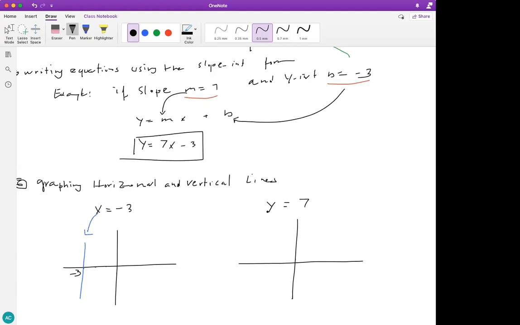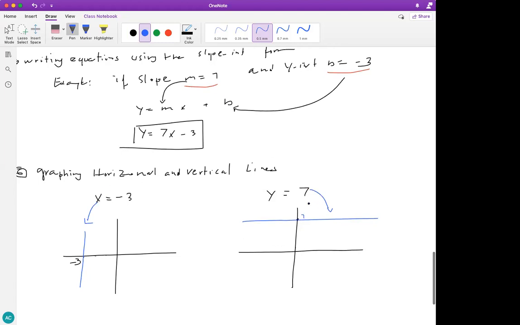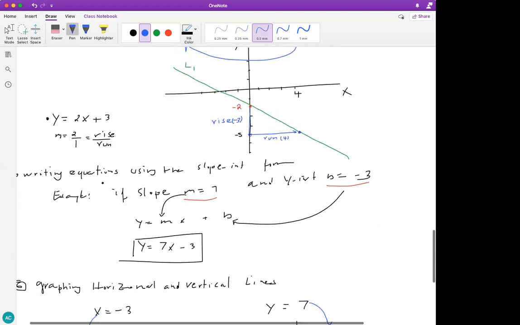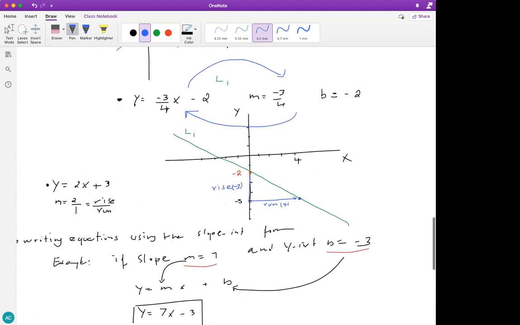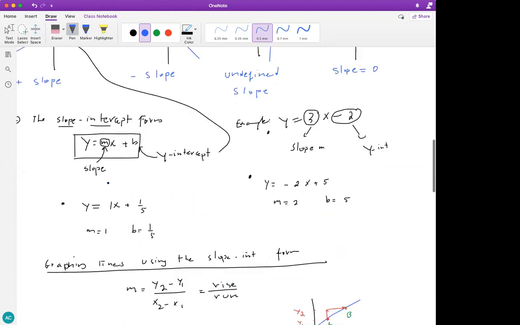So what kind of line is it? It's horizontal. That's right. Horizontally goes through what number of the y? 7. 1, 2, 3, 4, all the way to 7. So this is 7 here, and that's the graph of that line. So these are special ones, easy to graph, easy to write the equation. Other than that, we use the full formula depending on what we have.